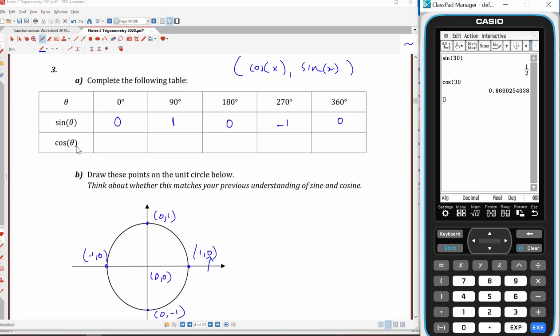All right, now let's consider cosine. Cosine, remember, was those x values, so where it is on the x-axis. This one here is going to start with an x value of 1. This has an x value of 0. This has an x value of negative 1. This has an x value of 0. And we're back to the start again with an x value of 1.